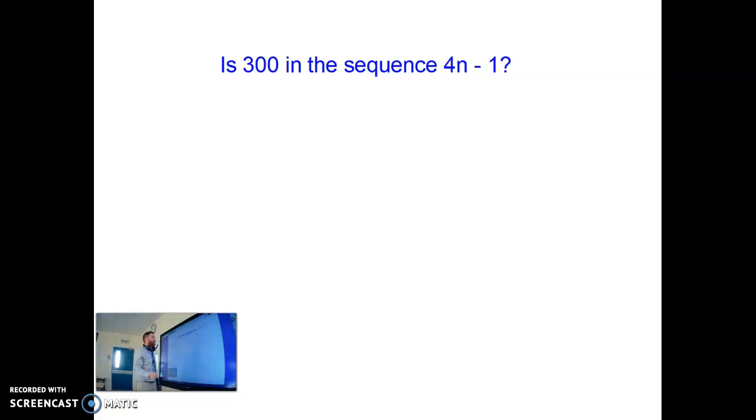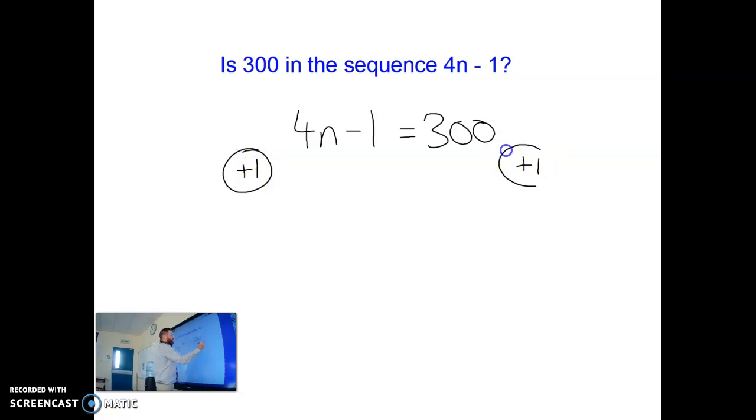Is 300 in this sequence? Have a go at this one yourselves. Set up an equation, pause this video and have a go, and then I'll go through the answer in a sec. So set up an equation, try and find out, is 300 in the sequence? And here's the answer. We set up 4n minus 1 equals 300. And then I say, add 1 to both sides. Add 1 to both sides. And I get 4n equals 301.